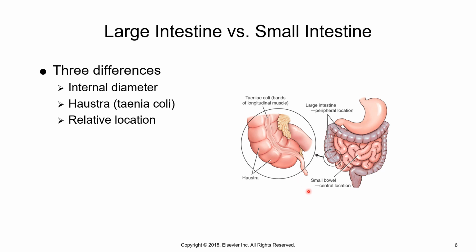This is referenced on page 503, figure 13.12. So typically the internal diameter of the large intestine is greater than the small bowel. The large intestine is pulled into haustra by the 3 longitudinal muscle bands called the Taenia coli. And then the location where the large intestine is around the periphery of the abdomen and the small intestine is in the middle.